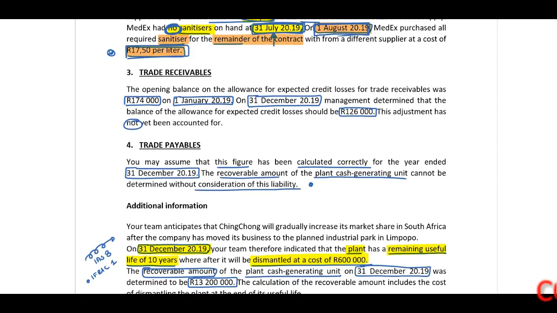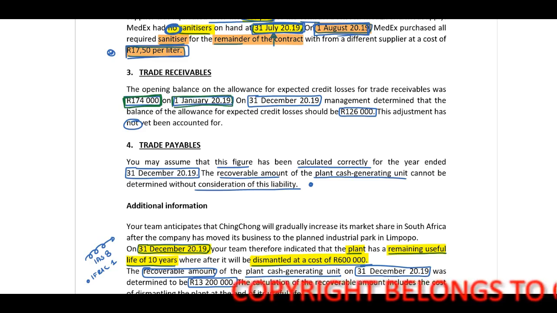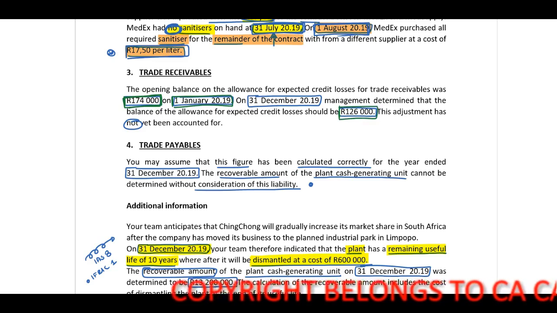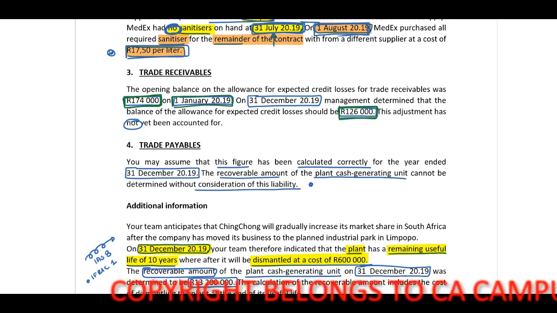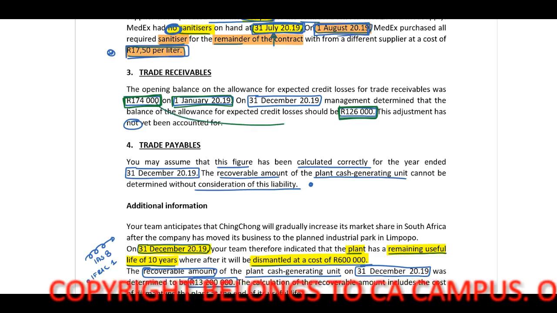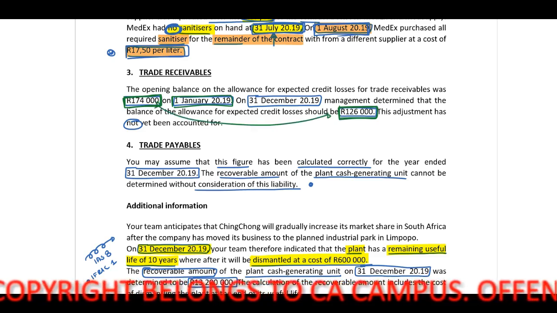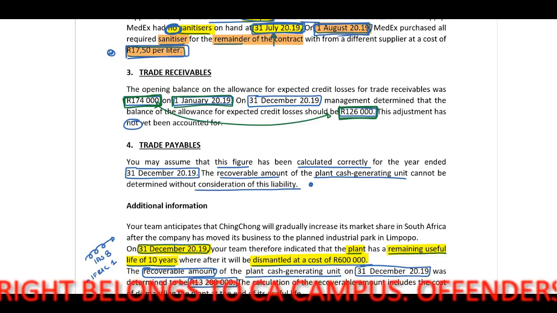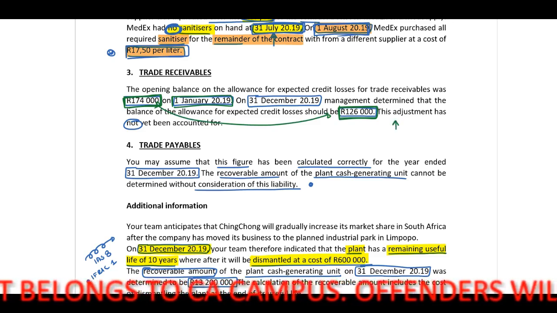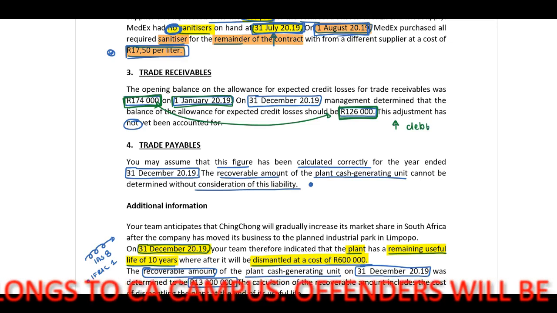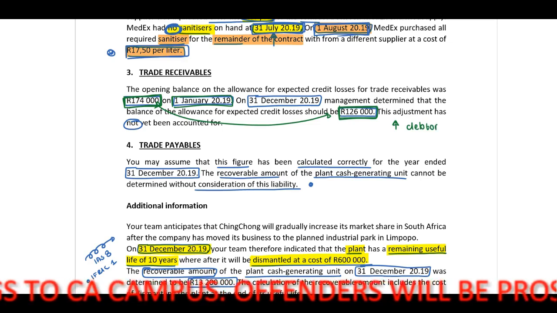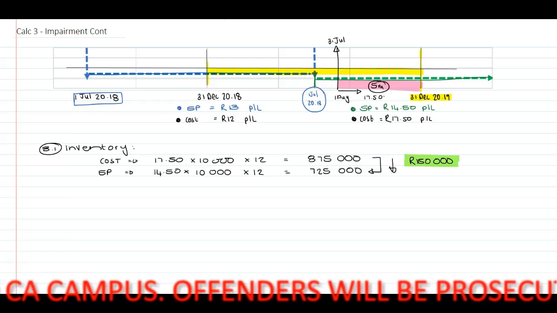Trade receivables. The opening balance of the allowance for expected credit losses for the trade receivables was 174,000 at the beginning of the year. And they indicate to us that at the end of the year, this should be 126,000. Therefore, do you see, guys, that there's a decrease in this credit account? If there's a decrease in the credit account, this will result in an increase in our debtors. Right, therefore, next calculation.